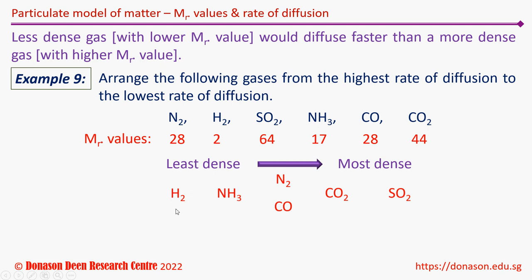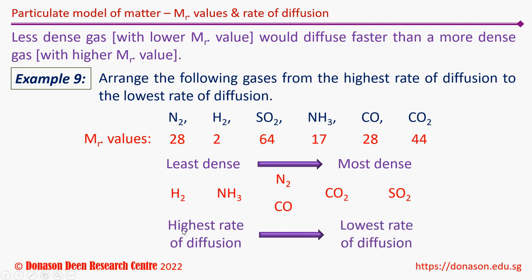So the least dense in this case is hydrogen, and hydrogen would have the highest rate of diffusion, followed by ammonia, whereas nitrogen and carbon monoxide both have a relative molecular mass of 28. So both of them are going to diffuse at an equal rate because they are equally dense, followed by carbon dioxide, and of course the slowest to diffuse, slowest to move around, would be sulfur dioxide in this list of gases. So sulfur dioxide will have the lowest rate of diffusion. So the example we wanted was to arrange from highest rate of diffusion to the lowest rate of diffusion, and there you have the list of how they are arranged.